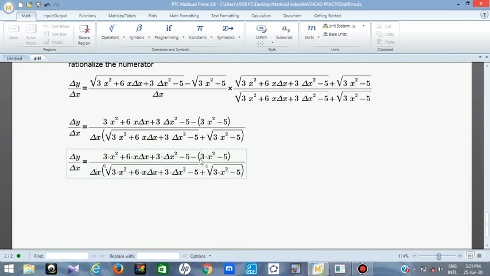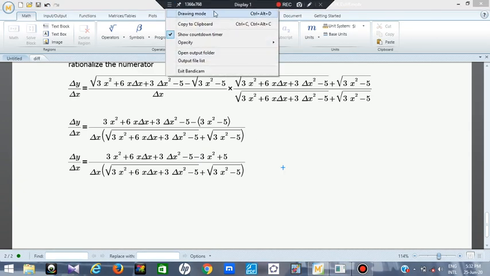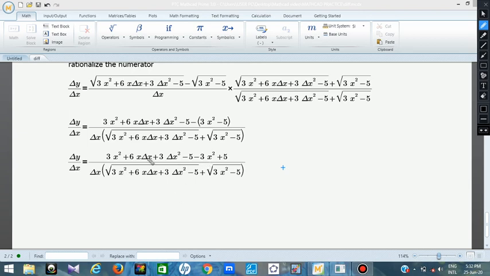So when you open this bracket, you are going to get something like this. Remember, minus times plus is minus, then minus times minus is plus. So this minus 5 is going to be plus here. Then you will see that 3x squared minus 3x squared will be 0. So this value will cancel out this value. These are like terms, they will cancel out. Then minus 5 plus 5 will cancel out, leaving this one alone.